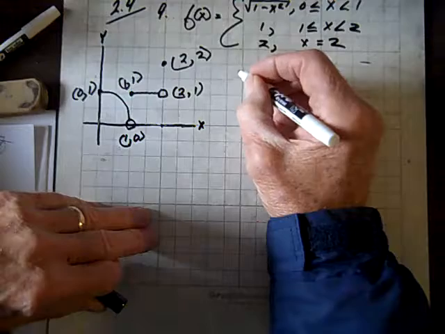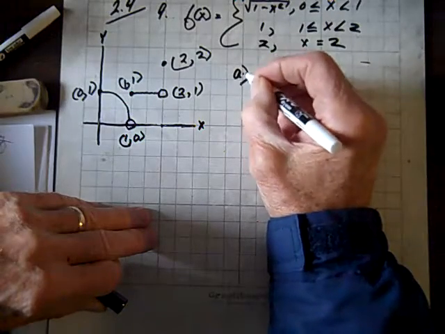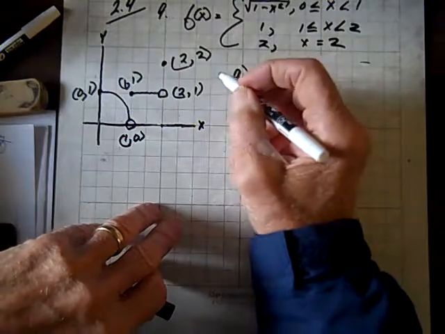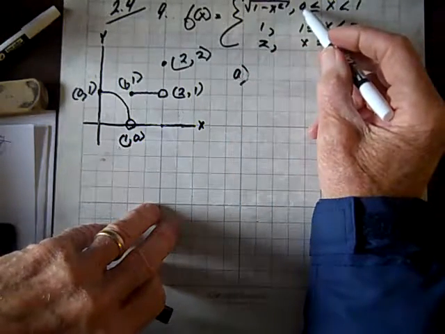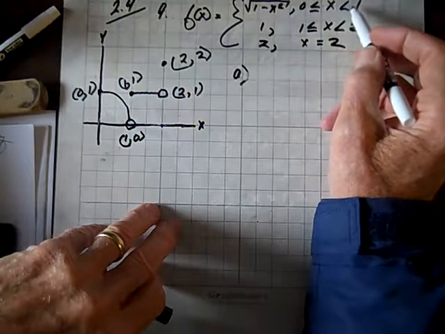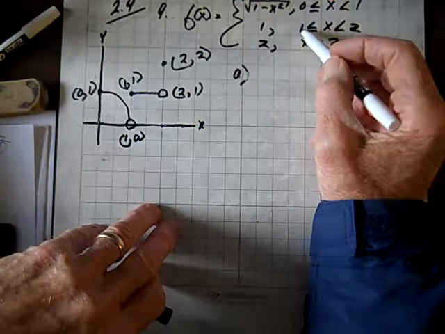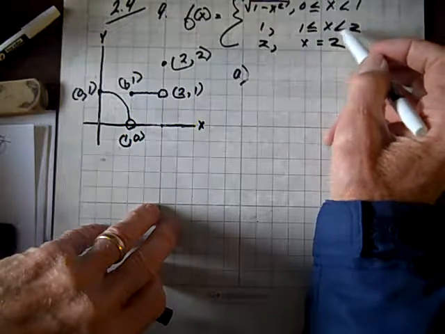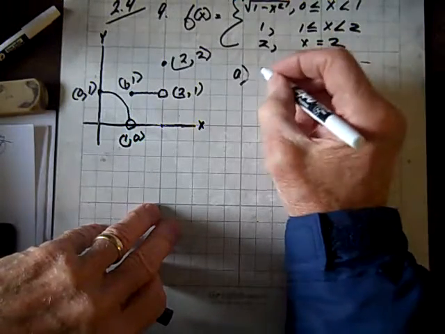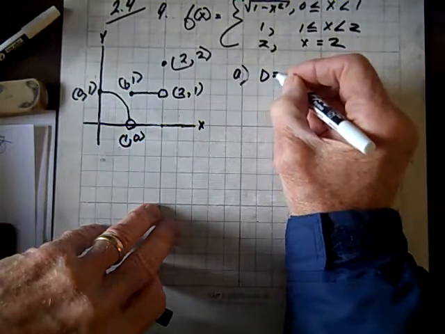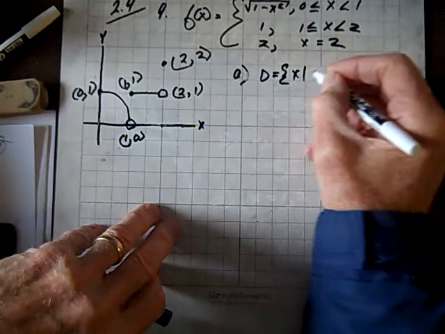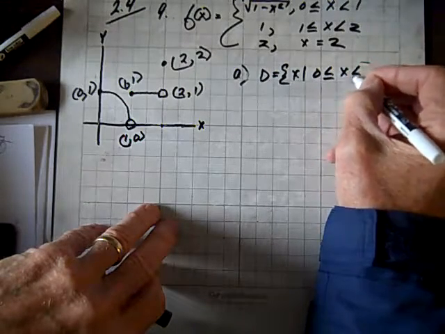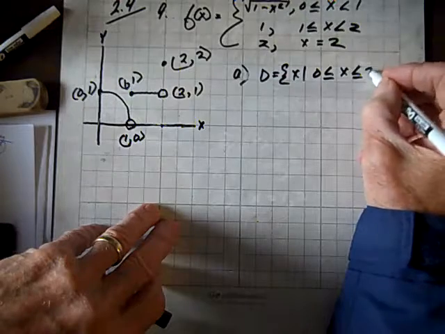Okay, now it's time to answer the questions. And the first question is find the domain and range of the function. Well, if you notice, we're going from 0 to everything but 1. Now we pick up 1 right here, and we're going from 1 to 2, everything but 2, but we pick up 2 here, so the domain equals the set x such that 0 is less than or equal to x, which is less than or equal to 2.